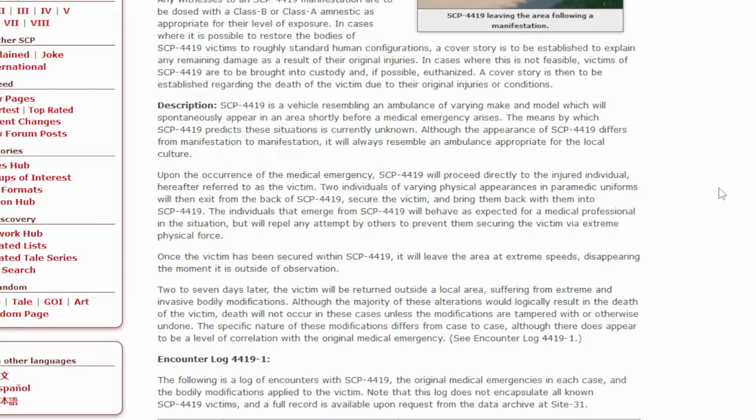Upon the occurrence of the medical emergency, 4419 will directly proceed to the injured individual, hereafter known as the victim. Two individuals of varying physical appearances in paramedic uniforms will exit the back of 4419, secure the victim, and bring them back into 4419. The individuals who emerge from 4419 will behave as expected for medical professionals in this situation, but will repel any attempts by others to prevent them from securing the victim via extreme physical force.